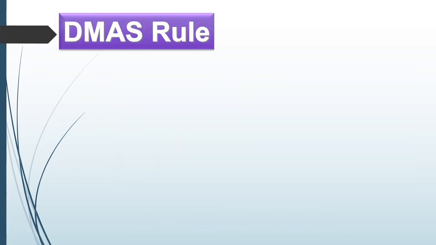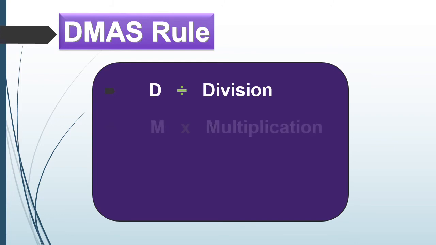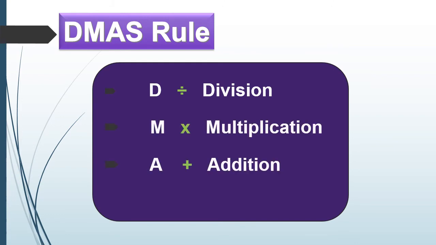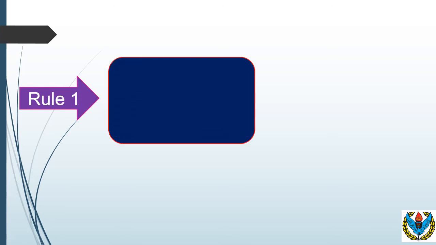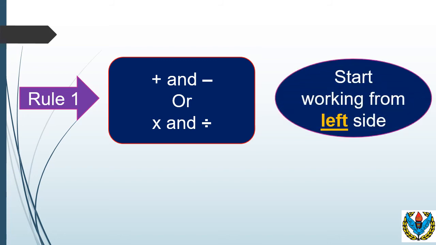Now we will start the DMAS rule. DMAS rule stands for D for division, M for multiplication, A for addition, and S for subtraction. Here are some rules to solve the questions. Rule number 1 is, if in any question there come two operations together, whether they are addition and subtraction or multiplication and division, then we will use rule number 1, which is we will start working from the left side.